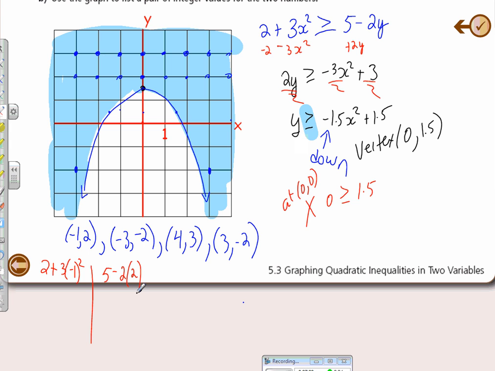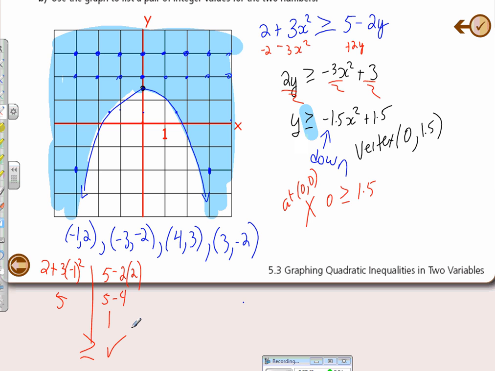This works out to be the same as plugging it in here, but we're making sure that we've written it correctly. That gives us 2 plus 3 is 5, and 5 minus 4 is 1. Is that greater than or equal to? Yes, it is. So that point satisfies it, and you can do that with all the other points as well.